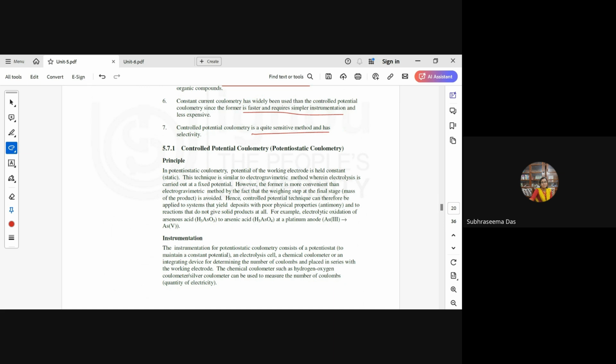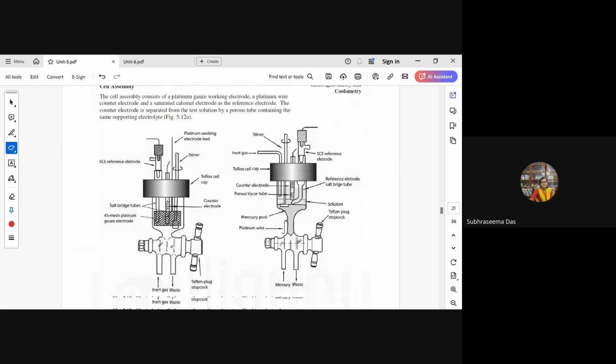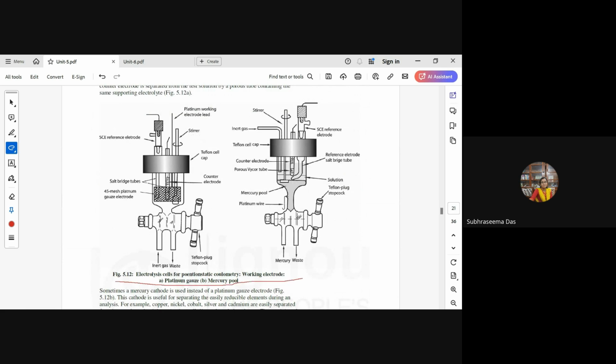This technique is also similar to that of electrogravimetry, where the electrolysis occurs at a fixed potential. The controlled potential technique can therefore be applied to systems where poor deposits are yielded. That is why it has been used for the detection of antimony deposits. Now, the instrumentation for potentiostatic coulometry is given in figure 1.2, which uses a platinum gauze and a mercury pool.